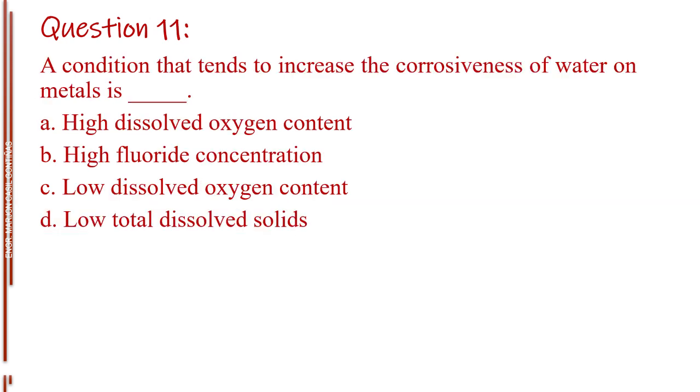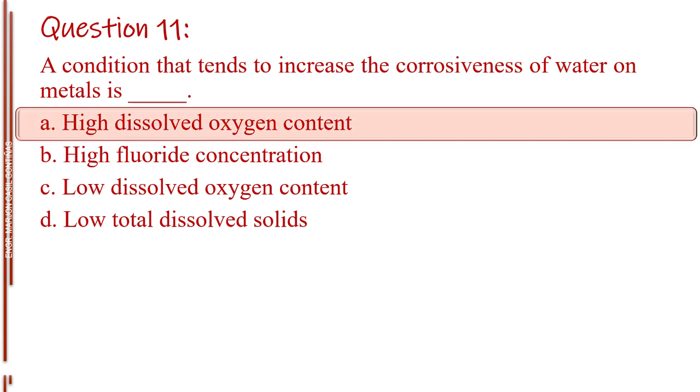Question number 11. A condition that tends to increase the corrosiveness of water on metals is blank. Letter A, high dissolved oxygen content. Letter B, high fluoride concentration. Letter C, low dissolved oxygen content. Letter D, low total dissolved solids. The answer is letter A, high dissolved oxygen content.